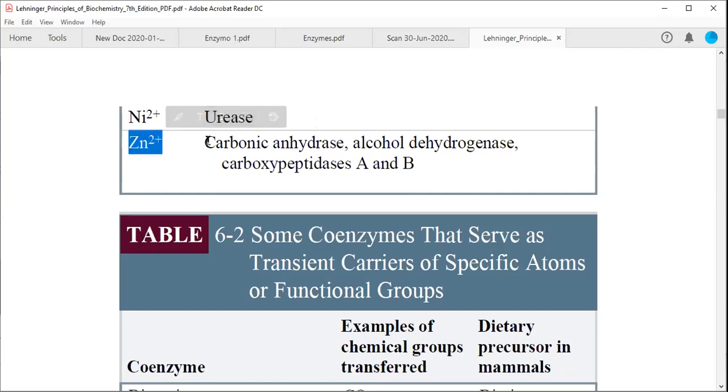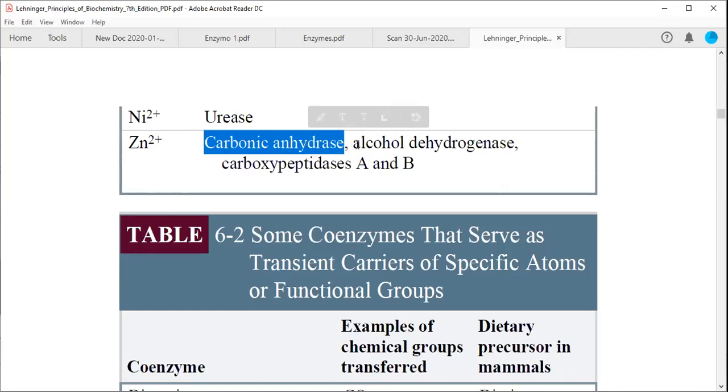Zinc ion is required by carbonic anhydrase, alcohol dehydrogenase, which we were discussing, and carboxypeptidase A and B. Most important is carbonic anhydrase, because in RBCs it is required to convert CO2 into H2CO3 when there is a reaction between CO2 and H2O. Then this H2CO3 is further converted by carbonic anhydrase into H+ and HCO3-, so that it can move from one tissue to the lungs by blood.